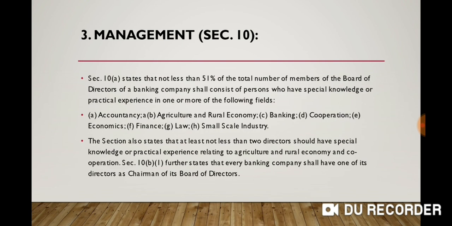The third one is management. According to Section 10 subsection A, not less than 51% of the total number of members of the board of directors of a banking company shall consist of persons who have special knowledge or practical experience in one or more of the following fields. The fields are accountancy, agriculture and rural economy, banking, cooperation, economics, finance, law, and small scale industry. This section also states that not less than 2 directors should have special knowledge or practical experience relating to agricultural and rural economy and cooperation. Section 10 subsection B1 further states that every banking company shall have one of its directors as the chairman of its board of directors.